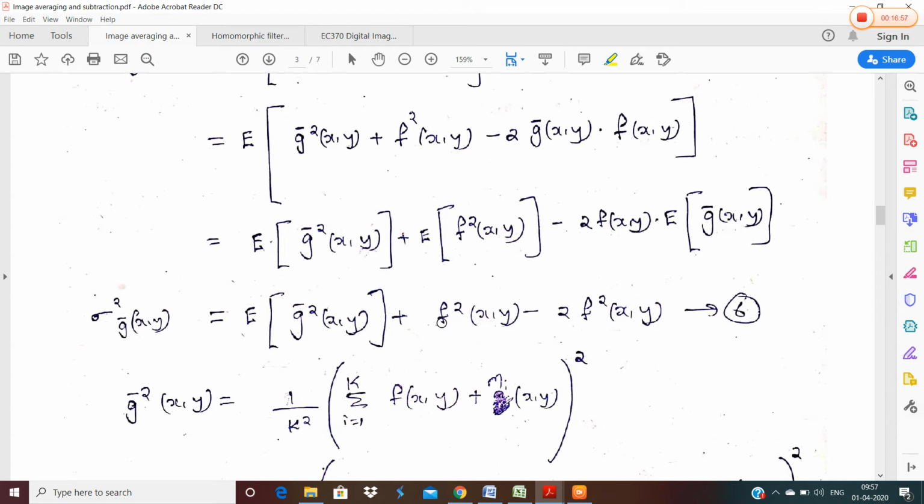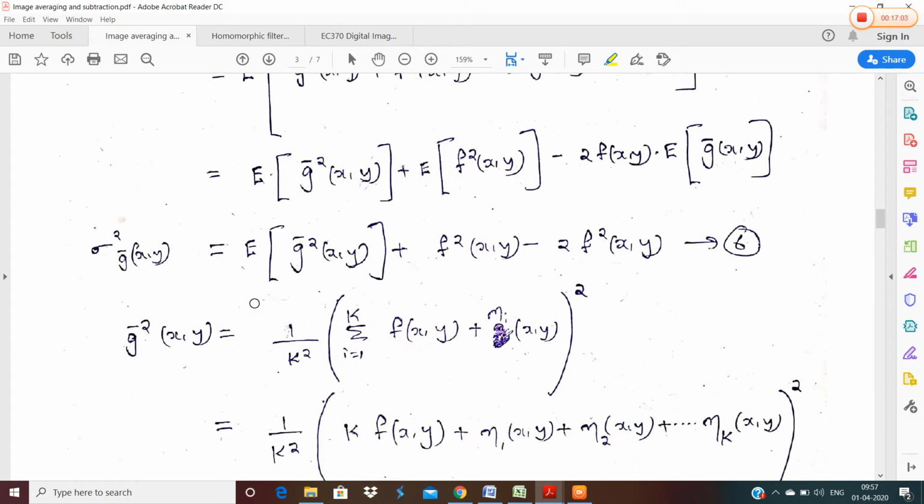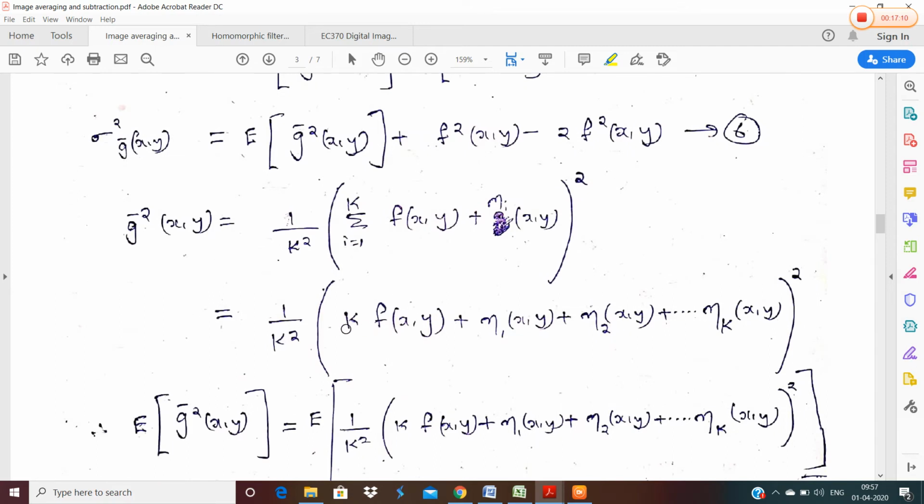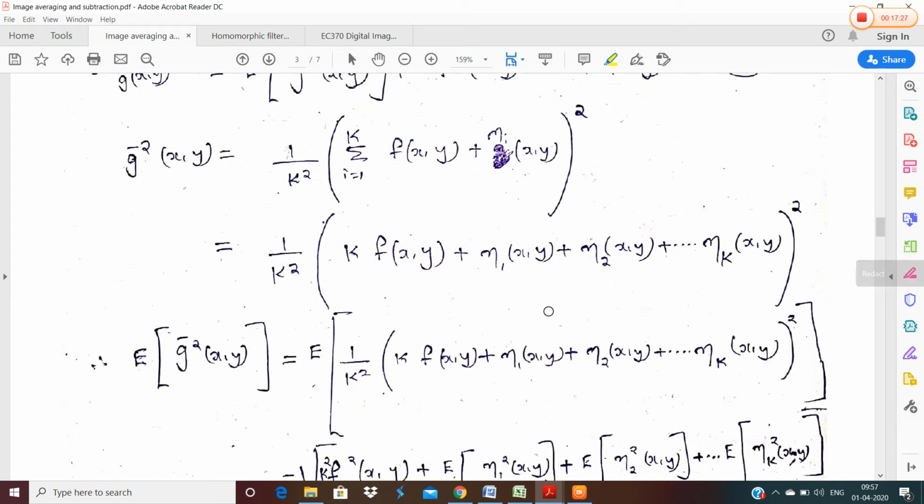Now the rest to find is the expected value of g bar square. So substitute for g bar square, and it will be like this. You have an equation like this. I will expand it, substituting for the variable i, which varies from 1 to k. You are adding f k times, so you have k f(x), then eta 1 plus eta 2, etc., taking its all square.